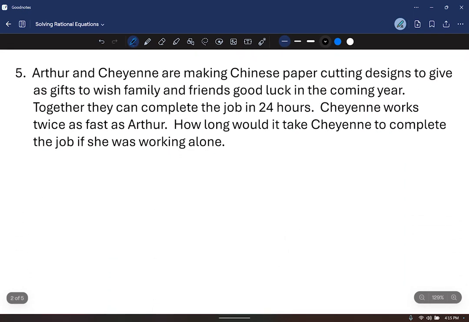All right. Arthur and Cheyenne are making Chinese paper cutting designs to give as gifts to wish family and friends good luck in the coming year. Together, they can complete the job in 24 hours. Cheyenne works twice as fast as Arthur. How long would it take Cheyenne to complete the job if she was working alone?